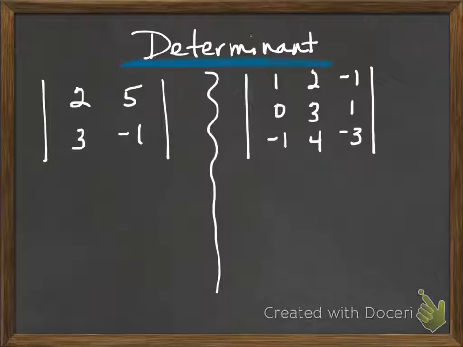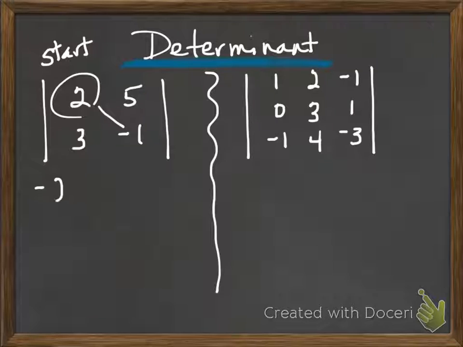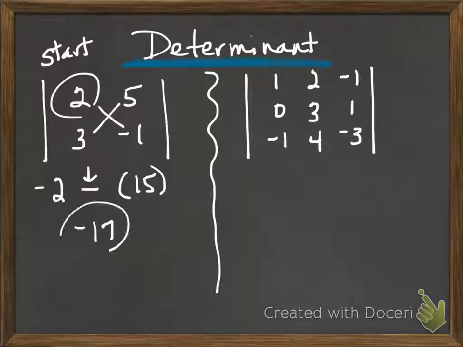Finding the determinant, we have the 2 by 2 determinant, which is fairly simple. We're going to start in the upper left and cross multiply, and we're going to get -2. So the determinant formula says start in the top left, multiply diagonally, and you get a -2. The formula says subtract, and then you multiply the 5 times the 3 and you get 15. -2 minus 15 is going to give you -17.